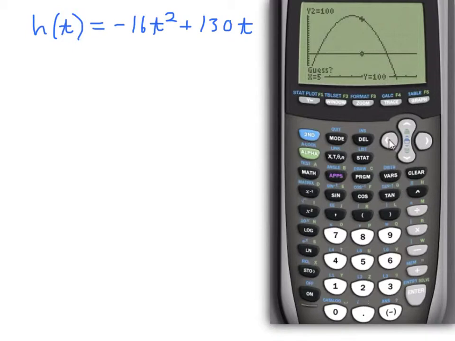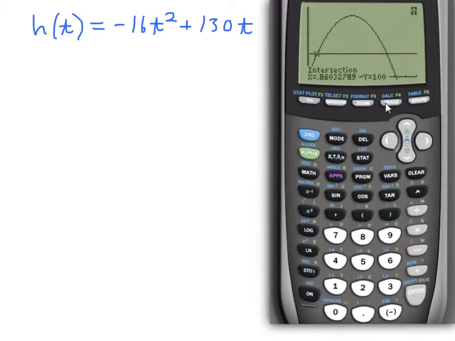And for the guess, you need to move your cursor over closer to one of the points. Let's find this one on the left first. And then hit enter again. And it will display right down here. You can see it says 0.86. And that's the same thing we got when we used the quadratic formula.